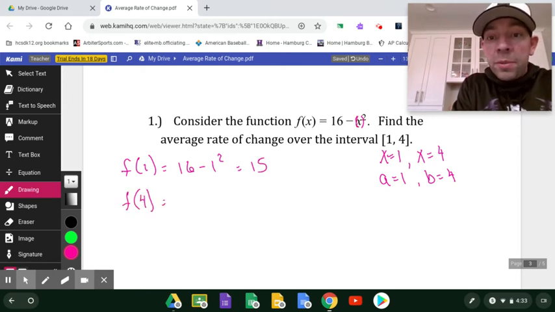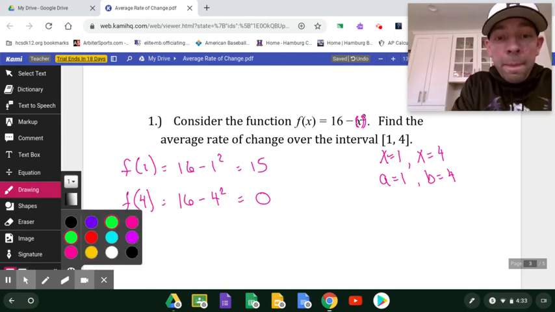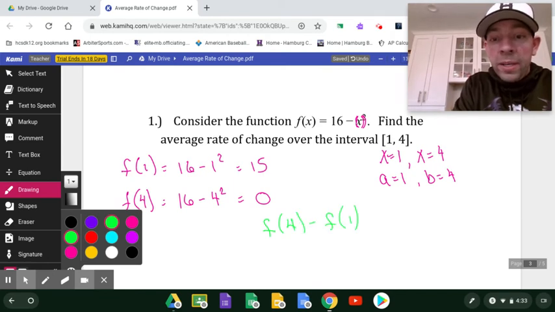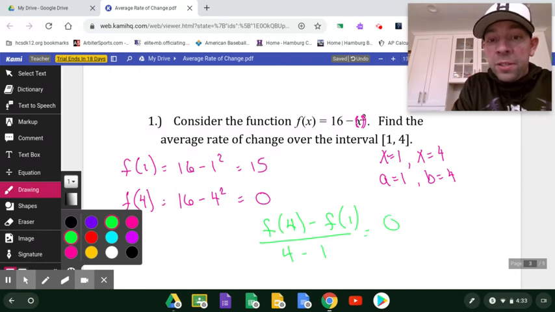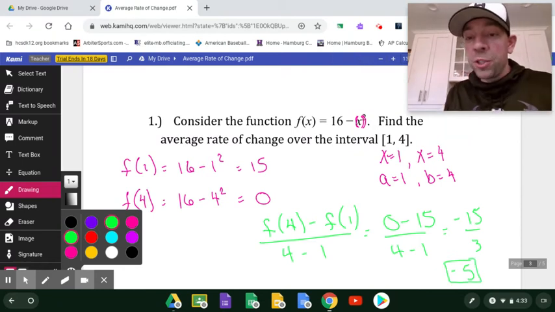This time I'm going to replace that x with a 4. So we get 16 minus 4 squared, which makes 0. So when we think of our formula, we're thinking f of 4 minus f of 1 over 4 minus 1, which is going to be 0 minus 15 over 4 minus 1, which makes negative 15 over 3, which makes negative 5. So there's your average rate of change, or your average slope over that interval.